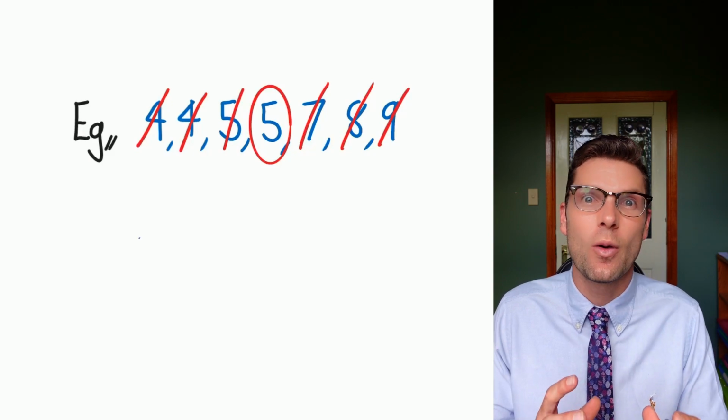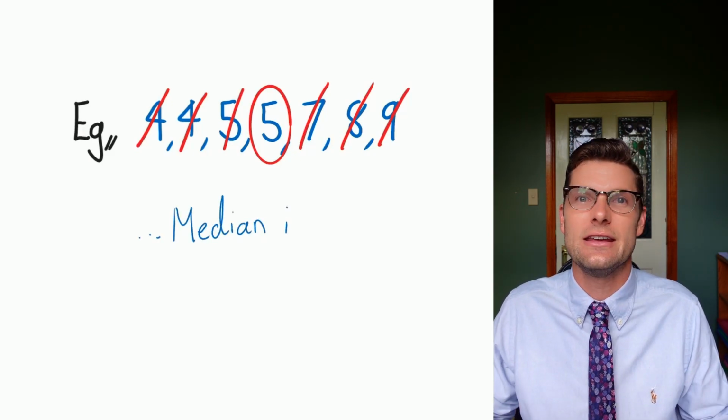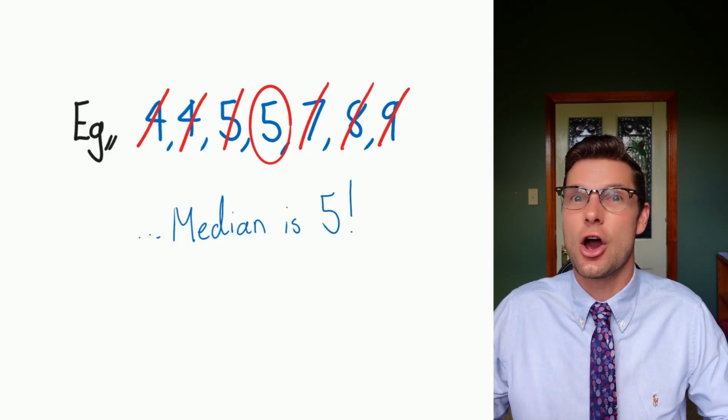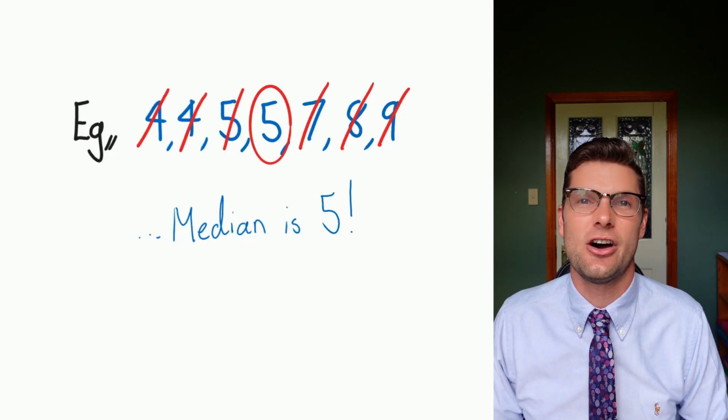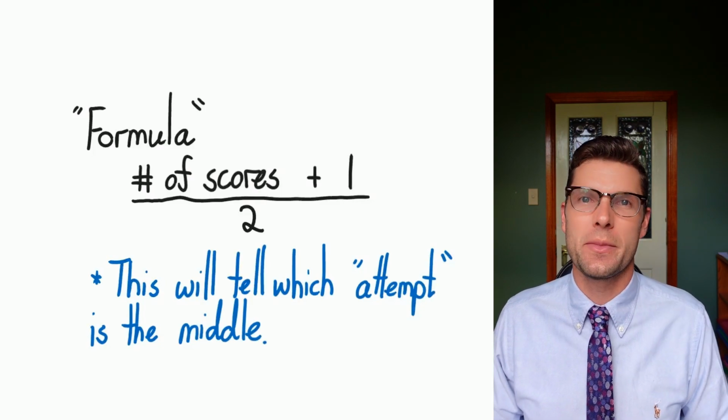Obviously, it doesn't matter which one of those 5s is the median. The 5 is the median across the board. And that's all you've got to be able to do. So if you can just go slow, cross them off each time, you're going to get these right every single time. Now there is actually a formula for this.